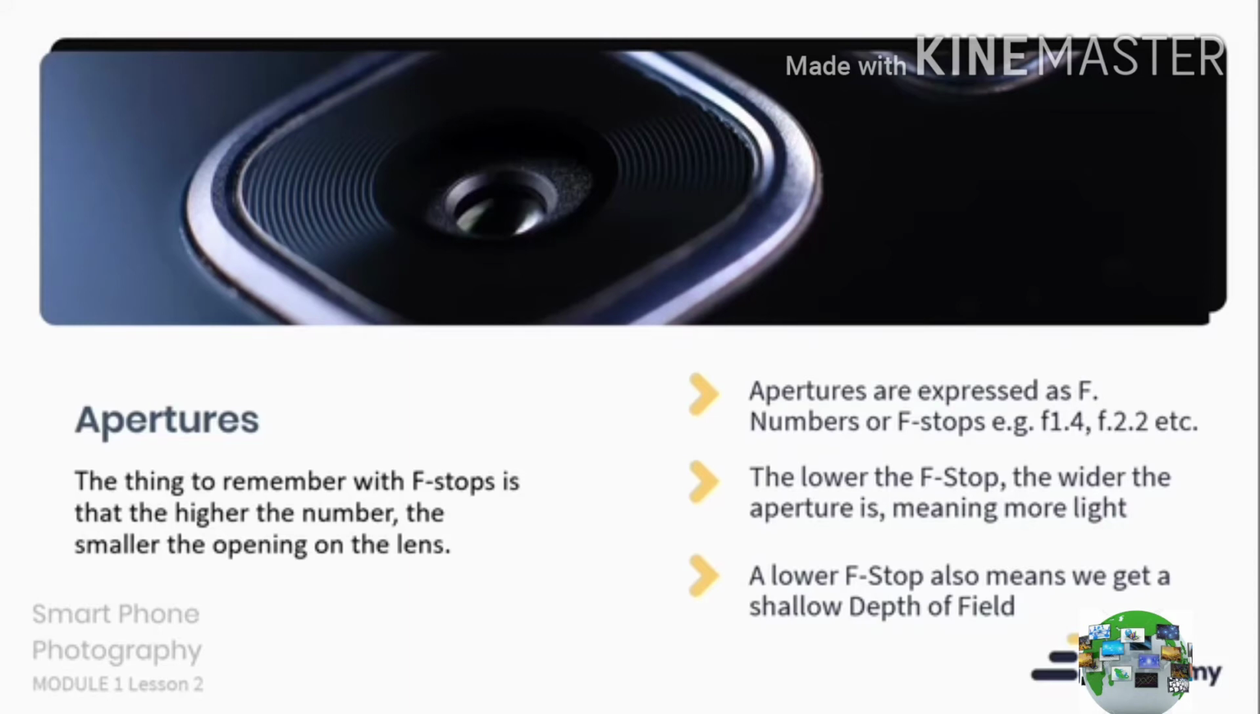The lower the f-stop number, the wider the aperture is. That's the thing to remember here: the lower the number, the wider the aperture, or the higher the number, the smaller the opening on the lens. Okay, so smaller number, wider aperture, higher number, smaller aperture. Now, a lower f-stop also means we get a shallower depth of field.